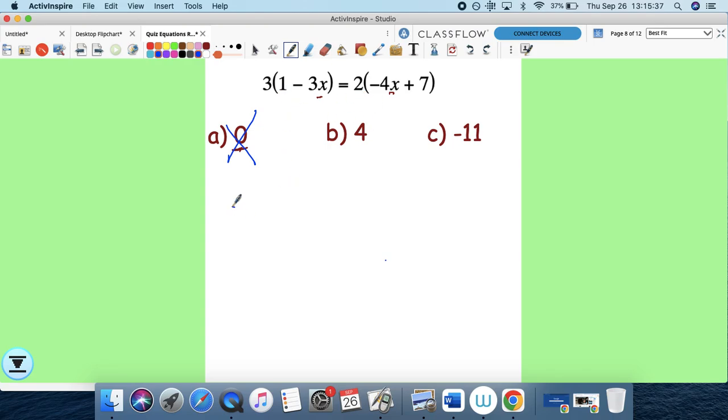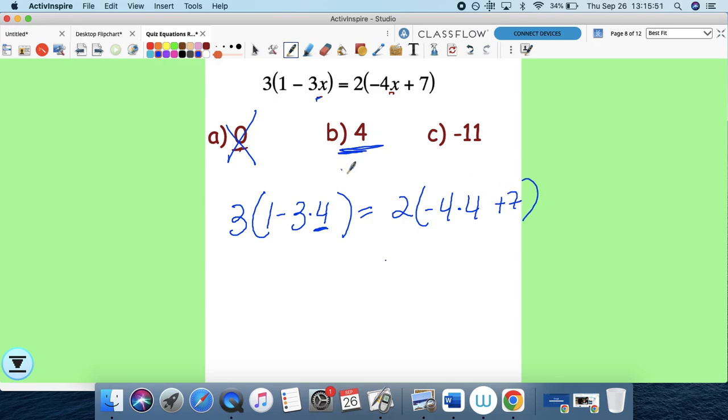So I'm going to try 4. 3 parentheses 1 minus 3 times 4. So everywhere I see the x, I replace it with 4. Equals 2 minus 4 times 4 plus 7. So they're saying that 4 is a solution to my equation, which means that if I replace the x with 4, it makes the left side equal the right side. Let's see if that's true.